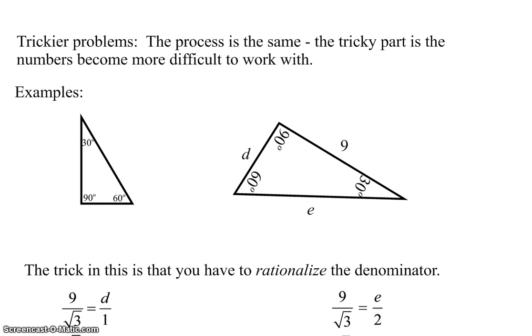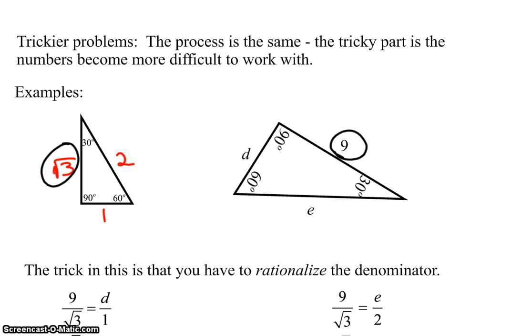The process is the same no matter what these problems are, but sometimes they can get a little bit trickier. Here is an example of a problem that was a little bit trickier. Again, my parent is always the same: 1 for the short leg, 2 for the hypotenuse, square root of 3 for the long leg. In this problem, you can see that the square root of 3 on the parent is going to match with 9 on the new triangle.